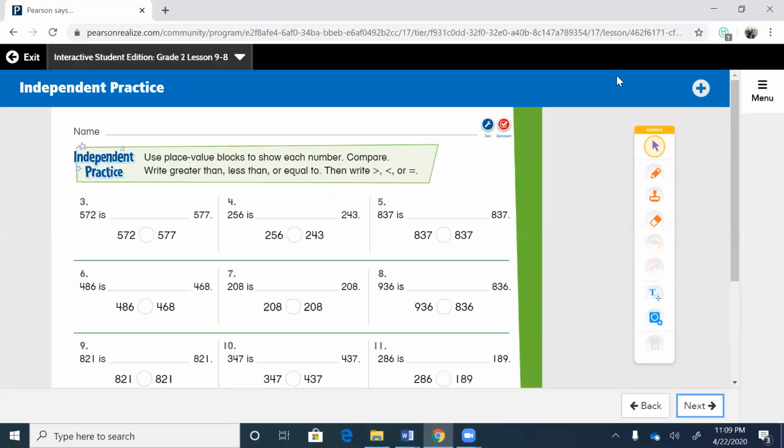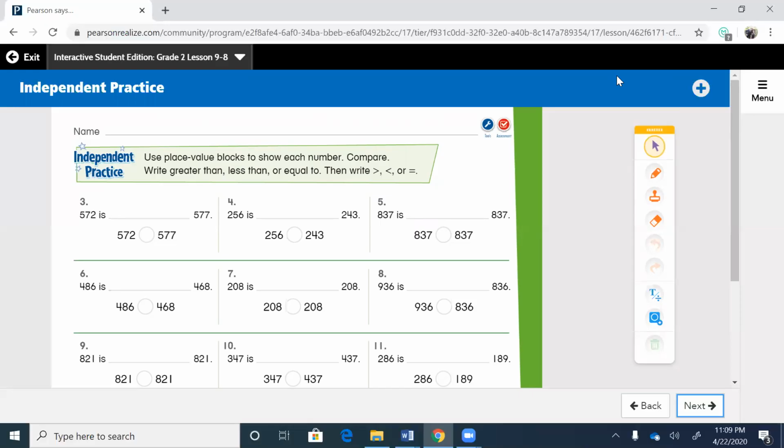Let's practice some more. This time, guys, we don't have those place value charts, but if you need to, you can always draw it. All right, let's go through this. 572 is blank than 577. So we're going to look at our digits. 5s are the same. 7s are the same.